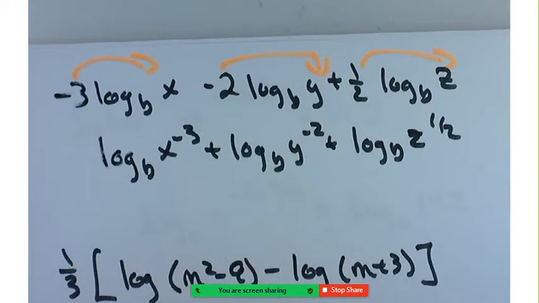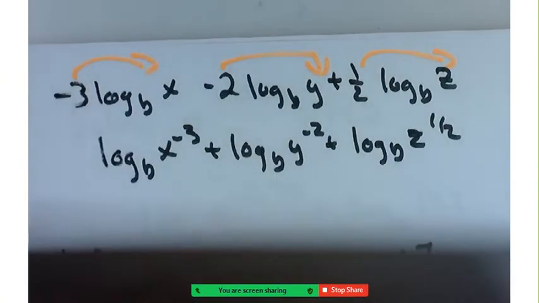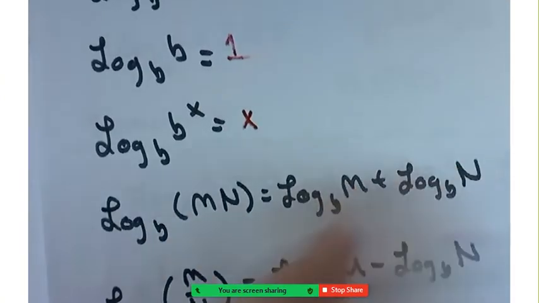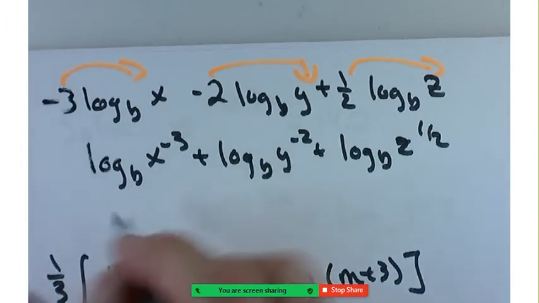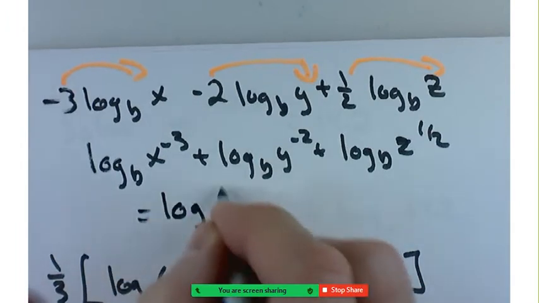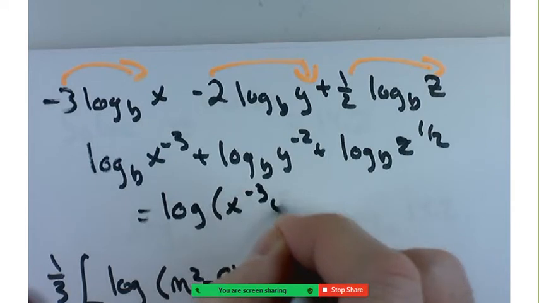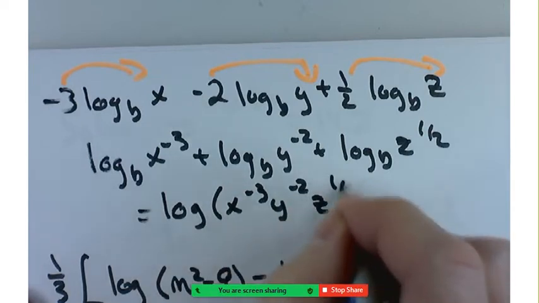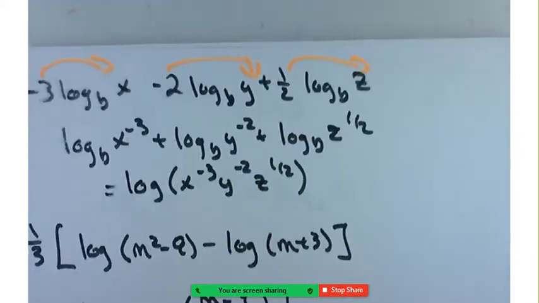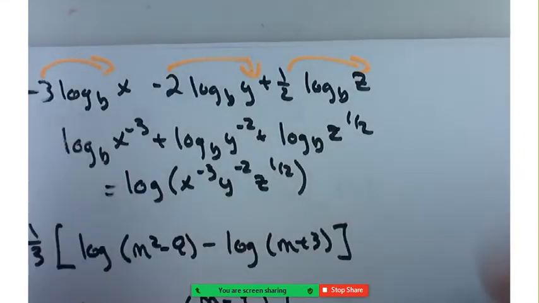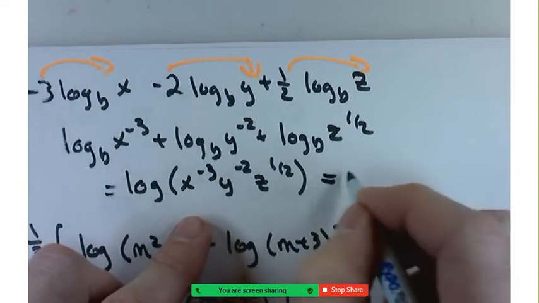Now the nice thing about it here is that the sum of logs comes from the log of a product. So basically I'm working from this side to this side. So all these terms that I add up become the log of a product. So it's going to look like this. It's going to be the log of x to the negative third, y to the negative second, z to the 1/2. And there's probably one thing that I would ask you to do after that, and that is get rid of the negative exponents.